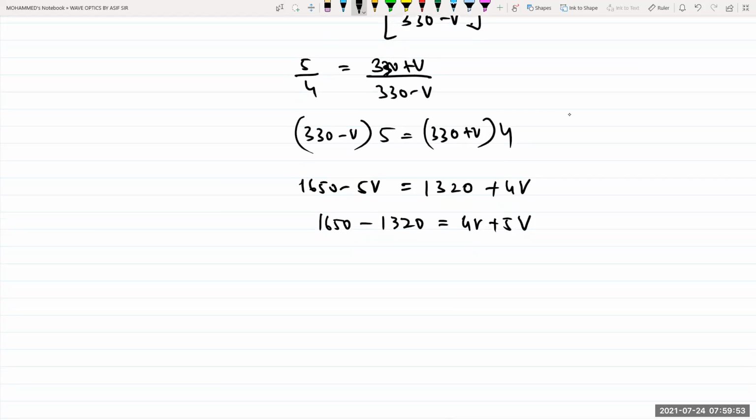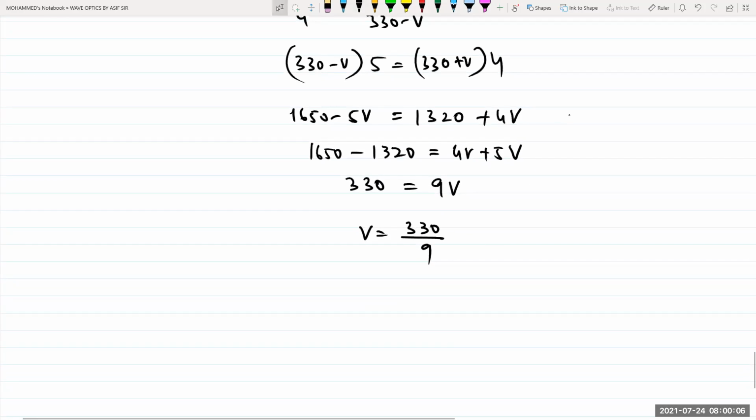1650 minus 1320 is 330, equal to 9V. So V will be equal to 330 divided by 9, which is 36.66 something meters per second.